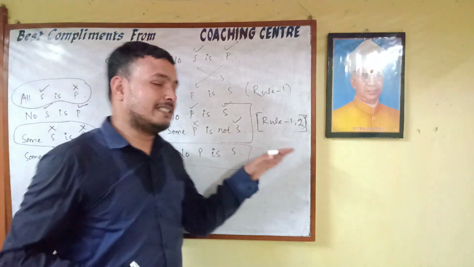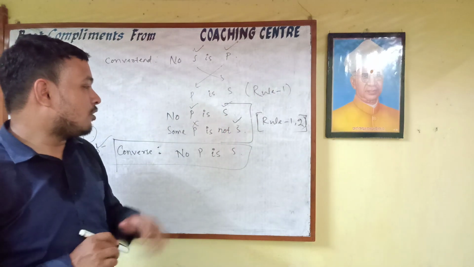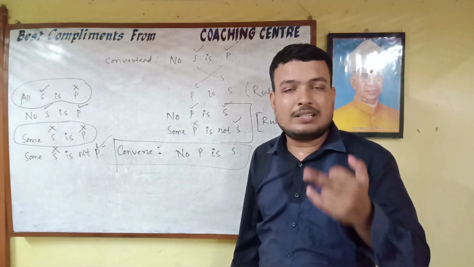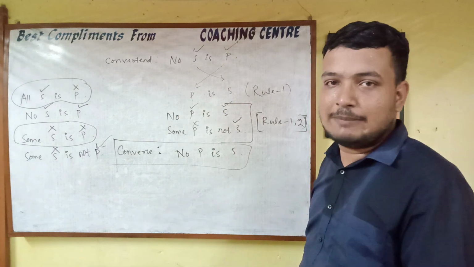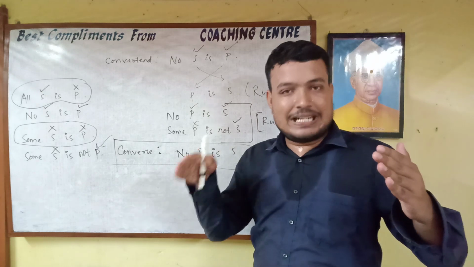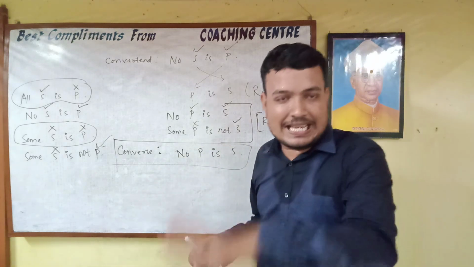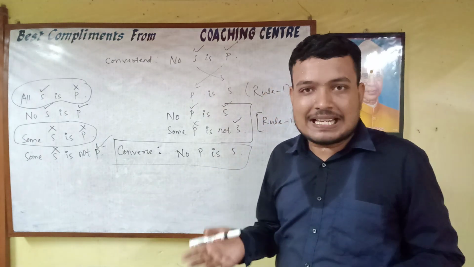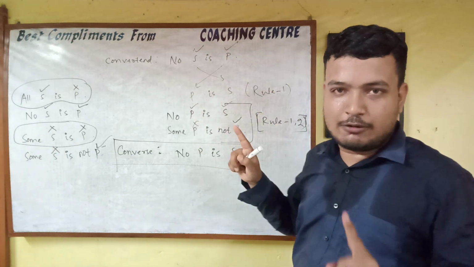Some P is not S would be a mistake, because if we go through the conceptual meaning of some P is not S, it somehow refers that some P is S. Some P is not S means maybe some P is S, yes or no, but it is no S is P. Are you following my point?